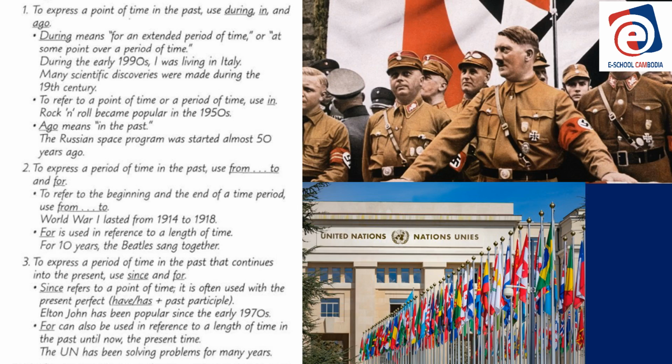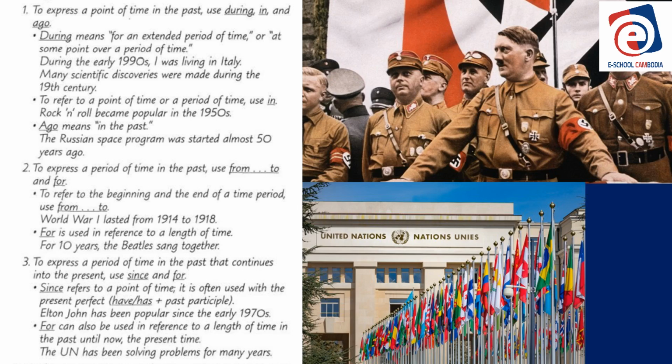Number two, to express a period of time in the past, use from, to. Okay, so a period of time that began at one time and ended at another time, we use from, to, and for. We want to tell how many. To refer to the beginning and the end of a time period, use from and to. World War I lasted from 1914 to 1918. I lived in the United States from 1953 to 1995. For is used in reference to a length of time.